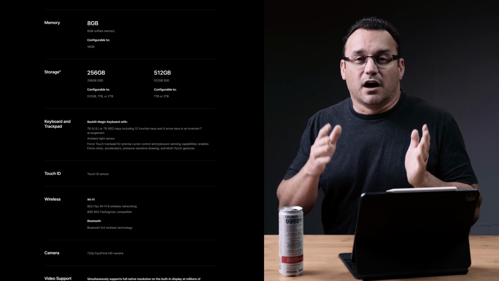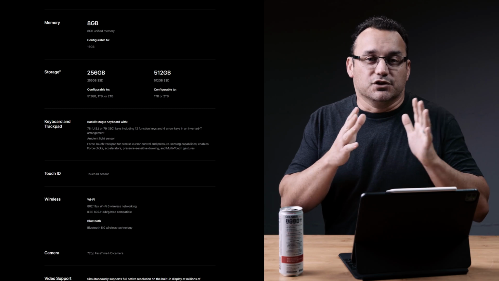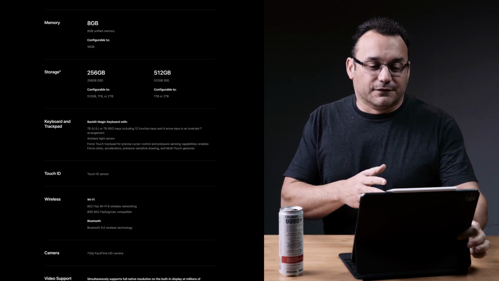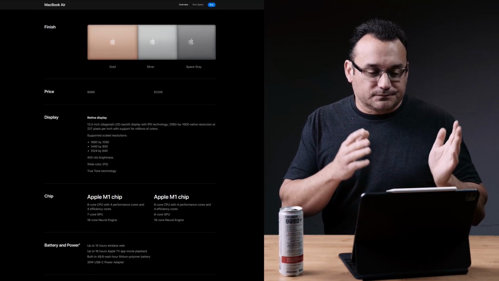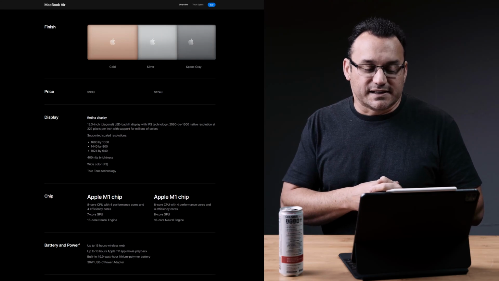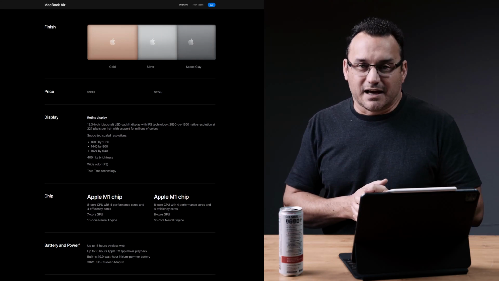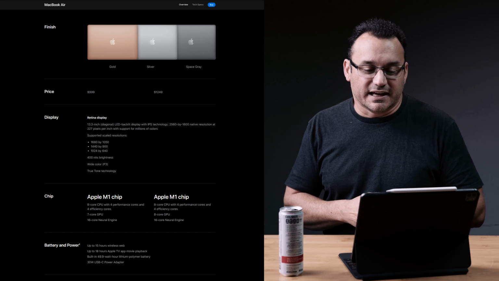So even if you are being price conscious here and you go with the entry level MacBook Air, with the 8-core CPU and the 7-core GPU, I highly recommend upgrading to the 16 gigabytes of RAM.